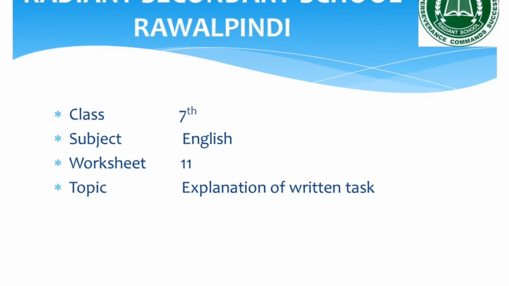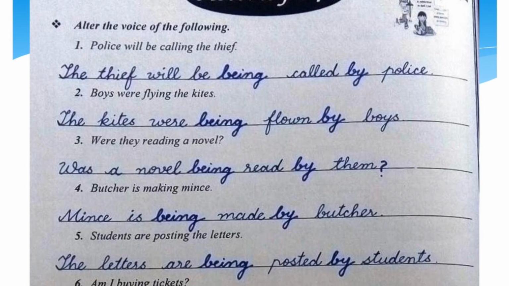Students, I expect that you have completely understood the lecture, but let us solve the activity of passive voice together. Here is the last activity of worksheet number 11, and this activity is truly based on the passive voice concept. As you can read the question, alter the voice of the following. Here you can see the first one, police will be calling the thief. Now, again recall all the rules of changing active voice into passive voice. Its passive voice would be, the thief will be being called by police.